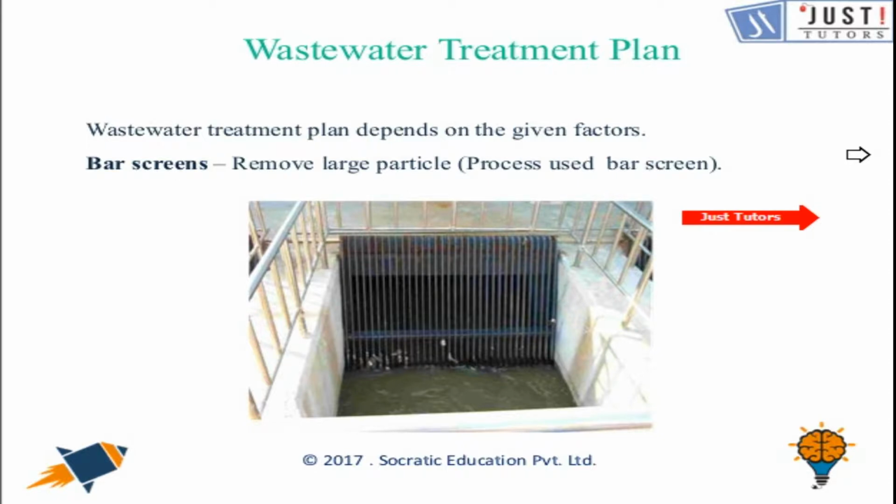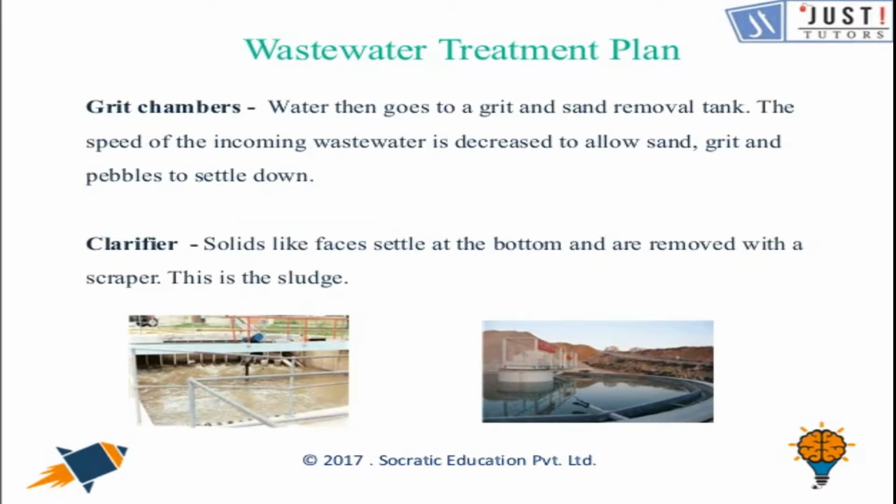from the sewage. Let's move forward towards the next factor, which is grit chambers. So grit basically means small loose particles of stone or sand. So what happens is the wastewater from the bar screens is allowed to pass through grit chambers in a slow manner. The slow movement of water makes grit, sand and dust particles settle down.